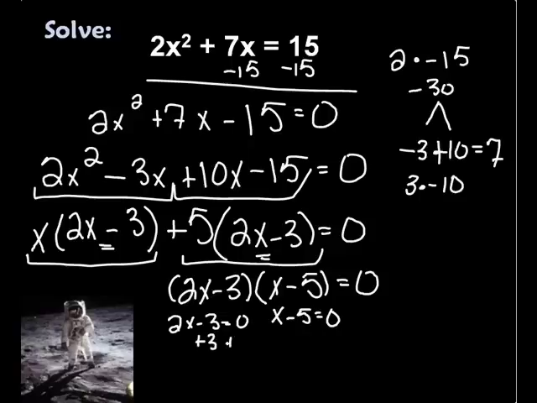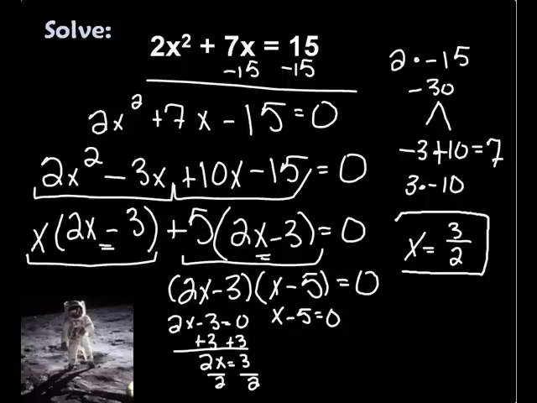I'm going to add 3. 2x equals 3 divided by 2. So I'm going to write it over here. X equals 3 halves. And that's my first answer. I'm going to add 5 to both sides here. And so x equals 5 is my second answer.